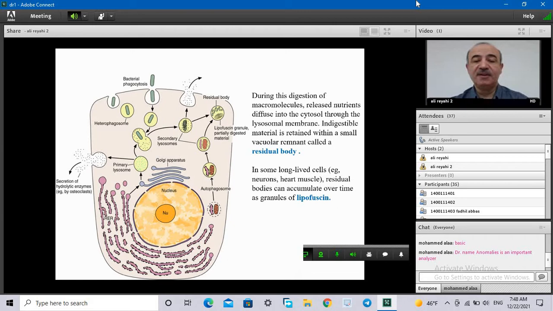But some parts of the foreign particle, like the bacteria, cannot be digested by the lysosome, and usually these parts remain within the cytoplasm as the residual body, okay.